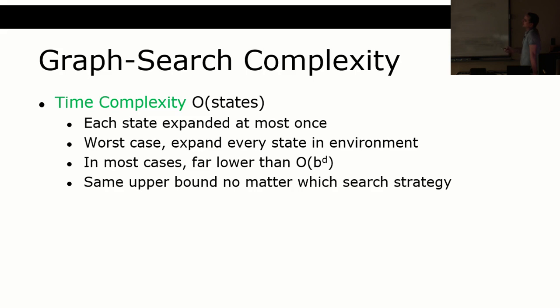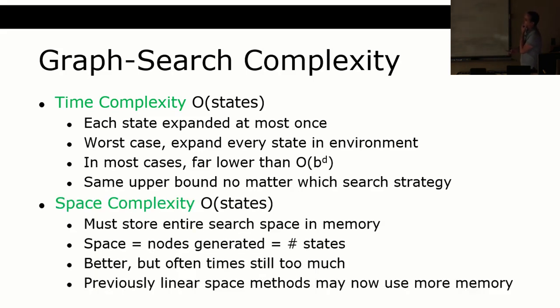And it's going to be the same upper bound no matter which search strategy. So if that's BFS, if that's DFS, if that's UCS, if you don't re-expand the states, then you're good to go. The space complexity is also big O of the number of states, right? So we have to store the entire search space in memory, but the amount of nodes that we generate is just equal to the number of states. So it's better, but this is often still a bit too much. Like if we have every square meter of the Earth, that's still a bit too much to have in RAM, but it's way better than what we had before, right?